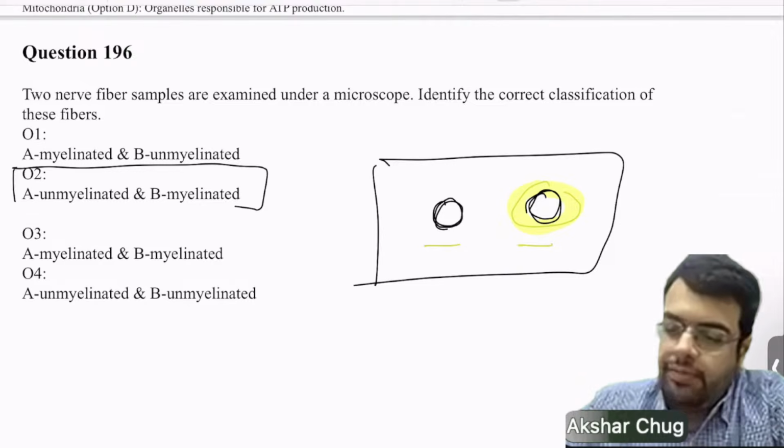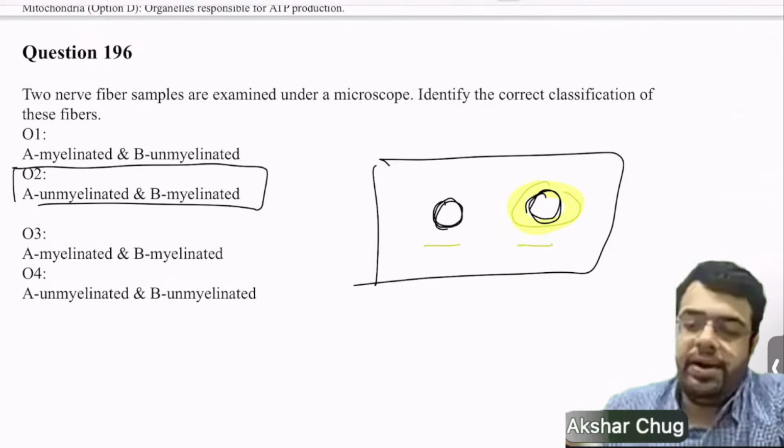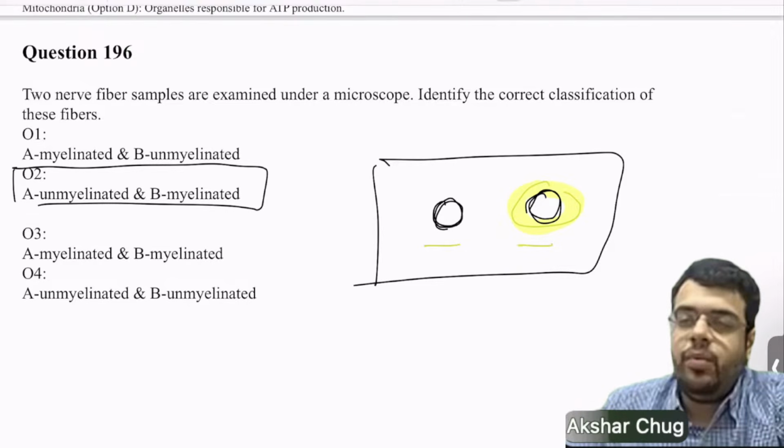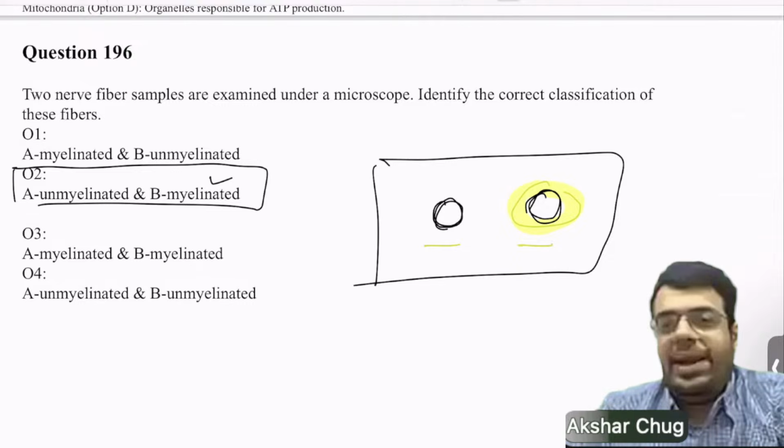And as we know, the speed of conduction, the saltatory conduction, is faster in the myelinated one due to the presence of the myelin sheath and the nodes of Ranvier.